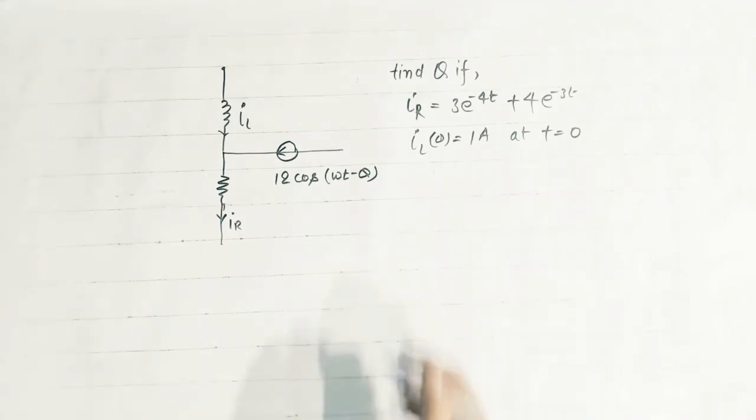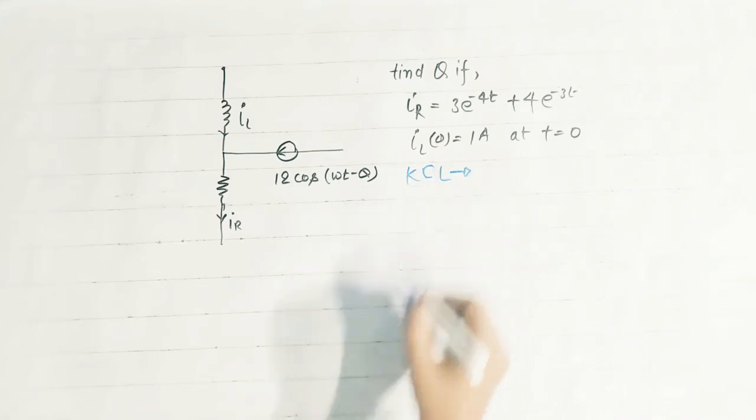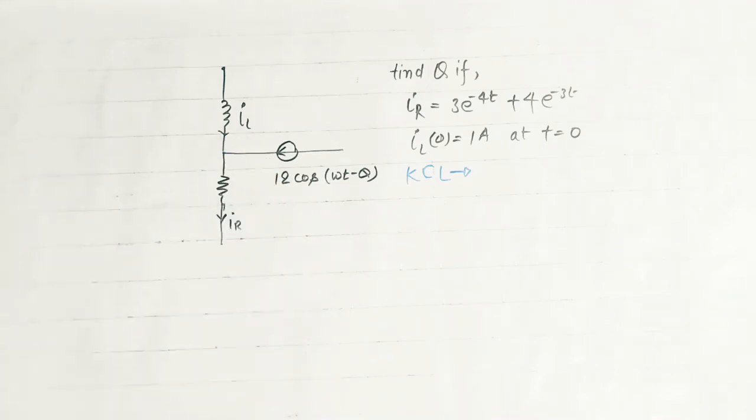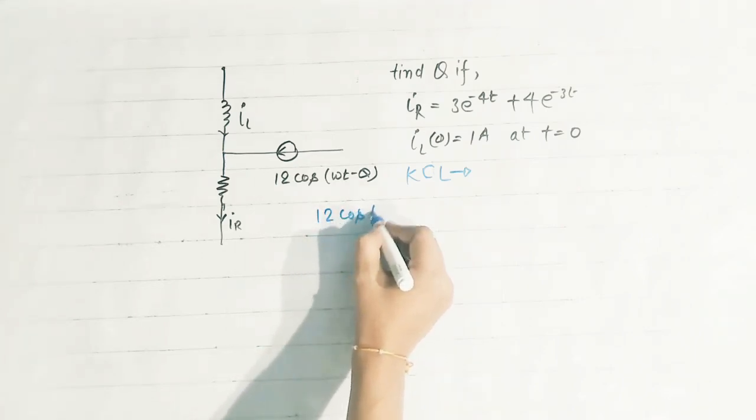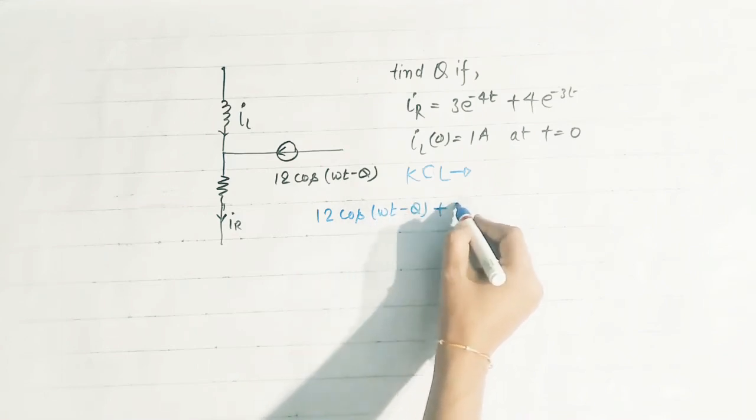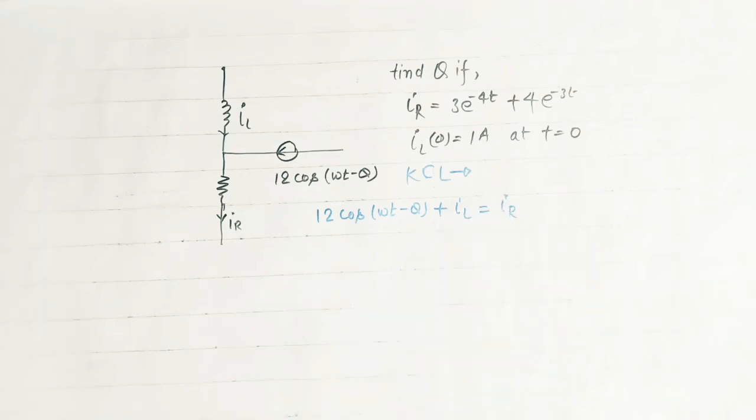So here we solve this question by using simple KCL rule, that is Kirchhoff's current law. So according to Kirchhoff's current law, we know that the sum of currents meeting at a junction is equals to 0. So we can write 12 cos(omega t minus theta) plus IL is equals to IR.